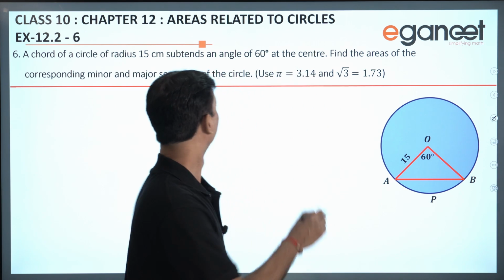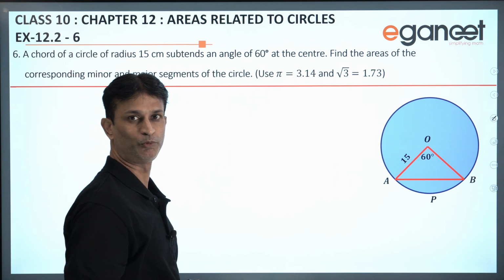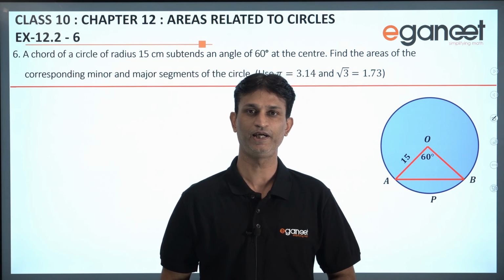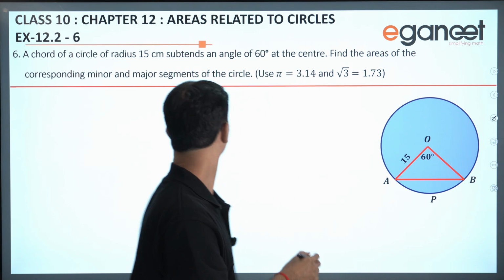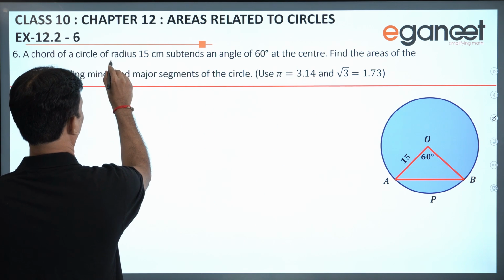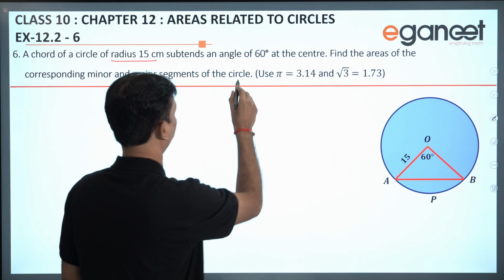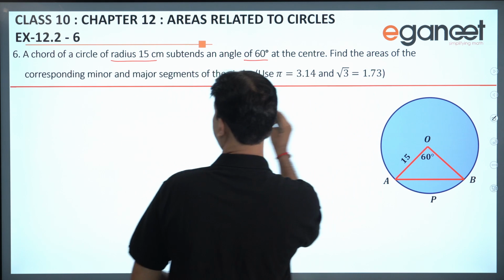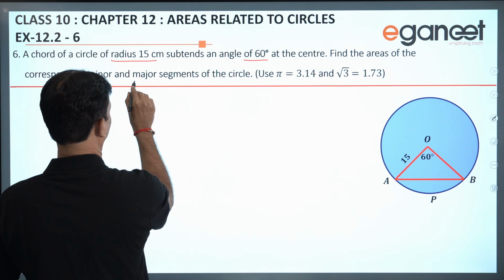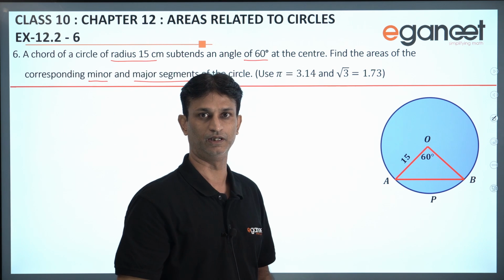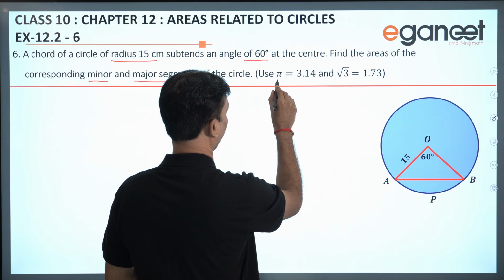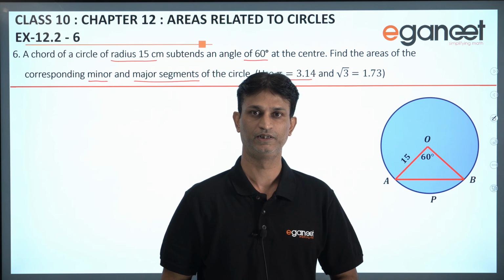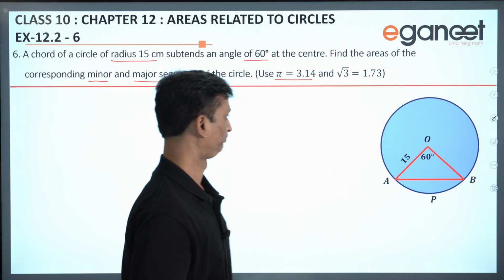Today we are going to take the sixth problem of exercise 12.2 of chapter 12, that is areas related to circles. Let's read the problem first. A chord of a circle of radius 15 centimeter subtends an angle of 60 degree at the center. Here we need to find the areas of the corresponding minor and major segments of the circle. We have to use pi as 3.14 and root 3 equal to 1.73. So let's do it now.